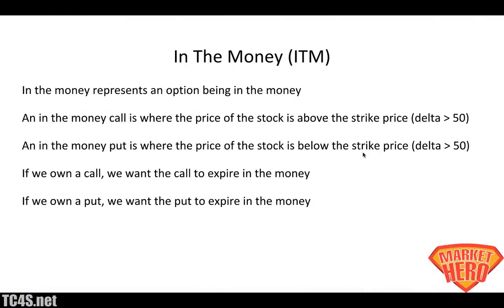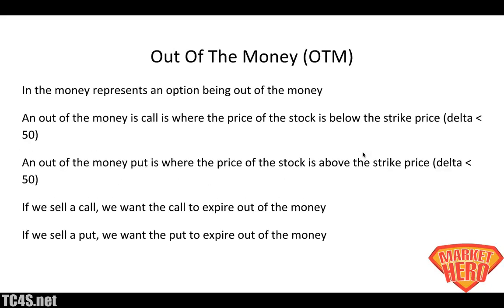If we own a call, we want the call to expire in the money. Why is that? Well, if we own a call, that means we want the value of the call to be worth something at the end of the day, and it's only worth something if it expires in the money. Same thing if we own a put. We want the value of that put to be worth something, and it's only worth something if it expires in the money.